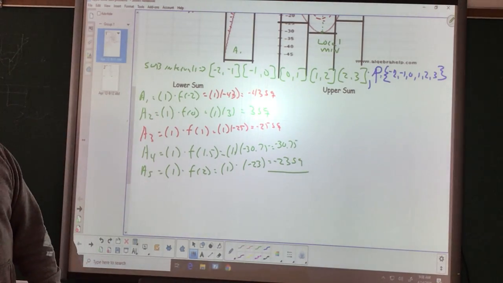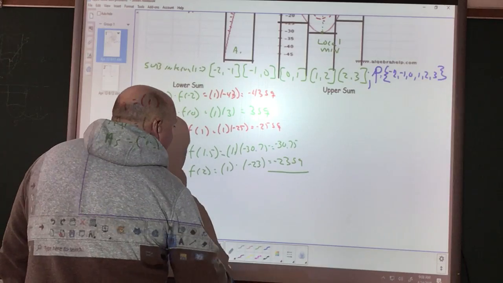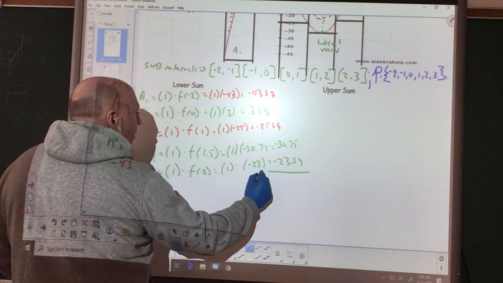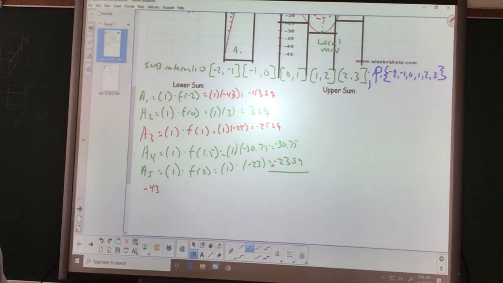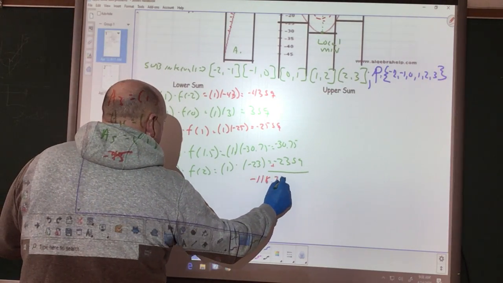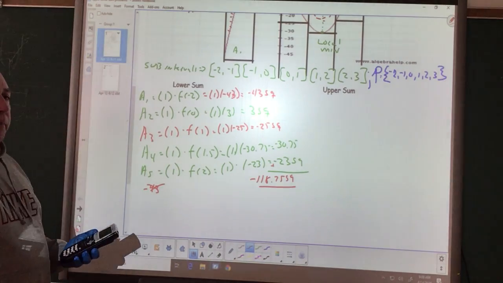So we do our Riemann sum. Our Riemann sum is we're going to add these all up. So we just add down our column here. Negative 43 plus 3 minus 25 minus 30.75 minus 23. So we have negative 118.75 squares would be our Riemann sum.